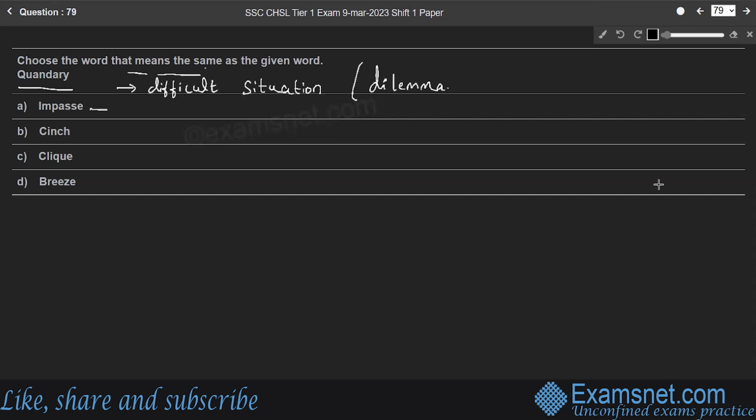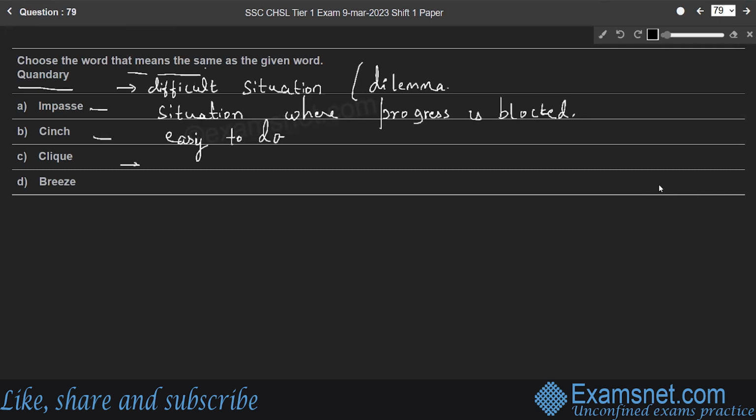Whereas in the given options, impasse is a situation where progress is blocked, right? So a situation where progress is blocked and no resolution or agreement can be reached. Here, what is the meaning of cinch? Something that is easy to do or accomplished. So easy to do.